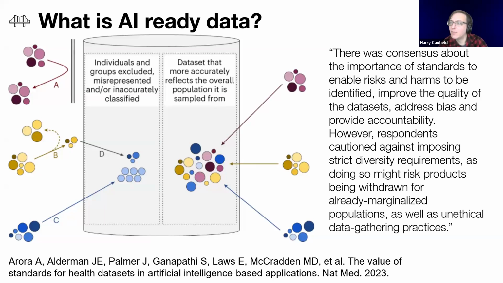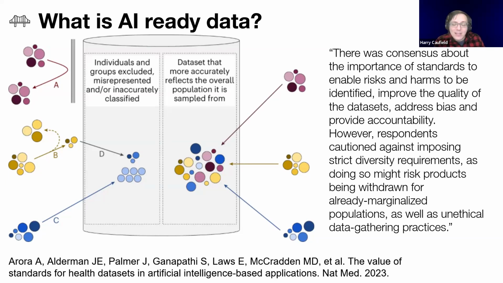The very easy answer is to say, well, we need standards for sampling from a given population. And the community generally admits, yeah, this is great. We do want to be able to enable rapid identification of risks and harms. That's a thing that standards can help with. We want to have better data sets where we can better address potential sources of bias and provide accountability. All absolutely fantastic goals.